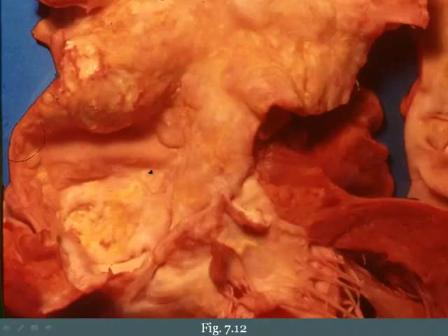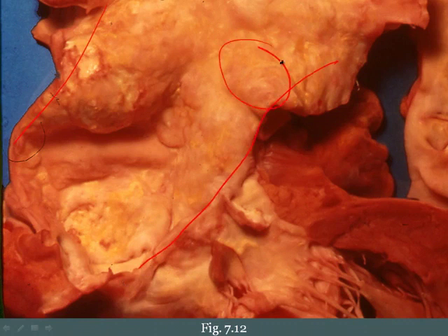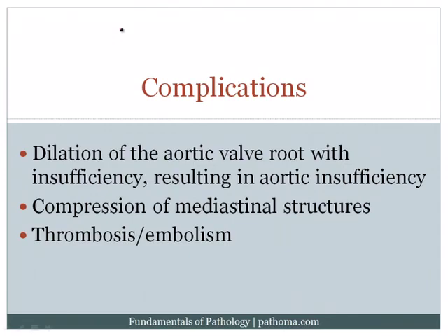And so this is a picture of tree bark appearance, and what I'm trying to highlight, this is the surface of the aorta here, and you can see that there's fibrosis, which is then subsequently giving it a tree bark-like appearance. So what are the complications of a thoracic aneurysm?